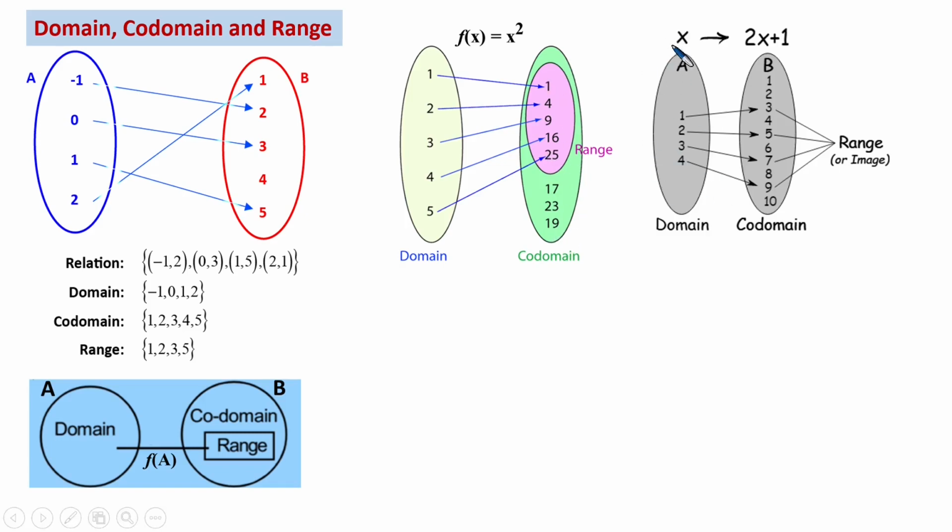Now another example, here let x have a relation that it goes to 2x plus 1. So this 1 becomes 2x plus 1 is 3, then 2x, that is 2 into 2, 4 plus 1 is 5. Similarly for 3 and 4. So these are the range, 3, 5, 7, 9 are the range, and this total set B is the codomain, and this is the domain because all are been used. So sometimes this range is also called as image.